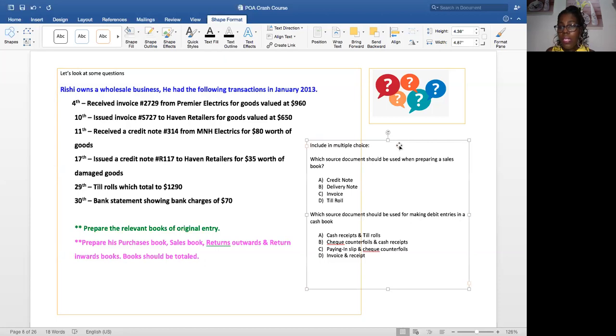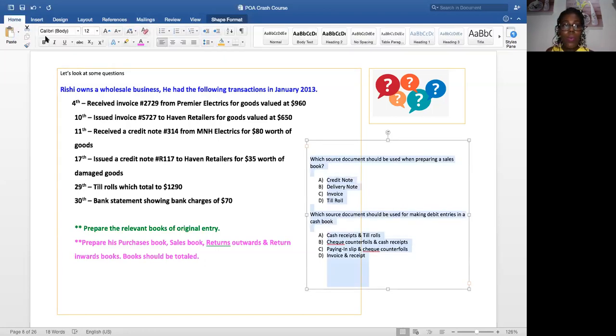On the right-hand side, underneath the question marks, we have some multiple choice questions. The one at the top says, which source document should be used when preparing a sales book? So they give us some source documents and we have to choose which one should be used.